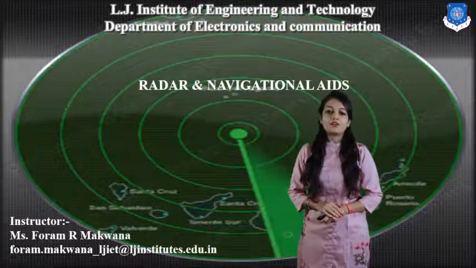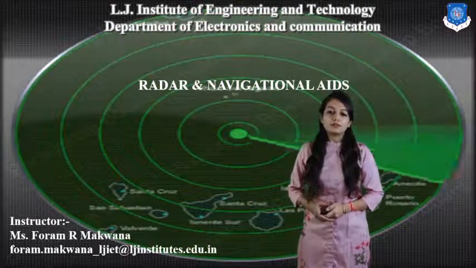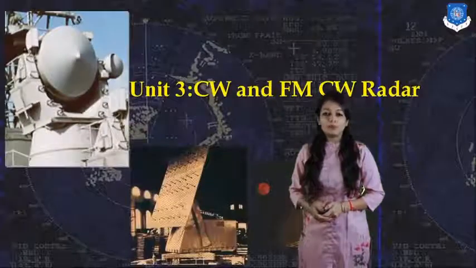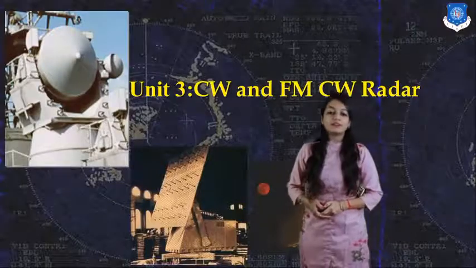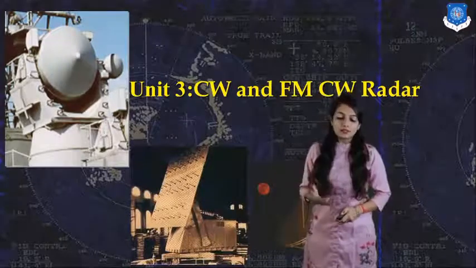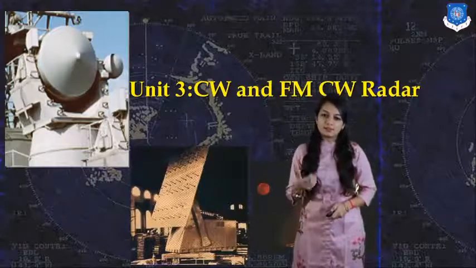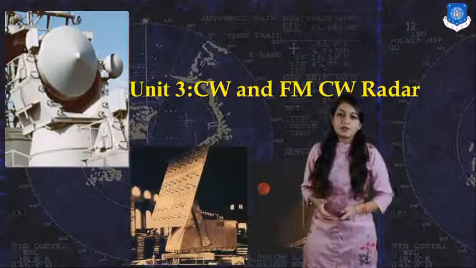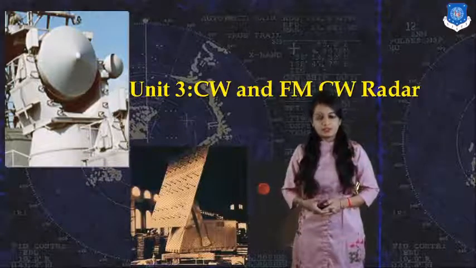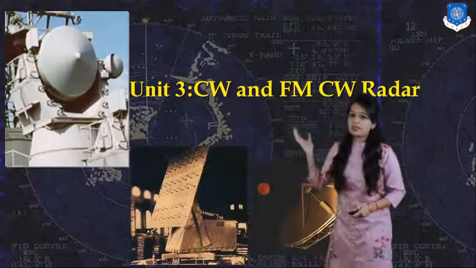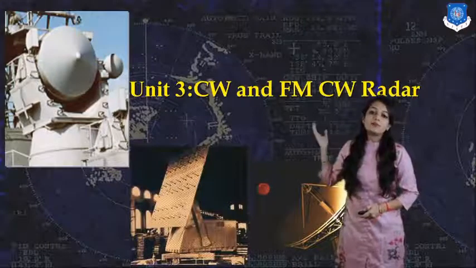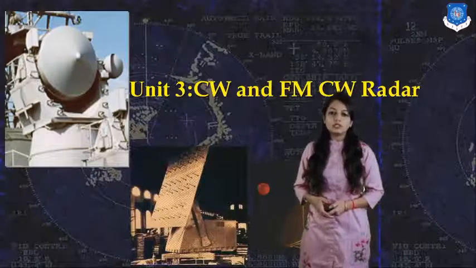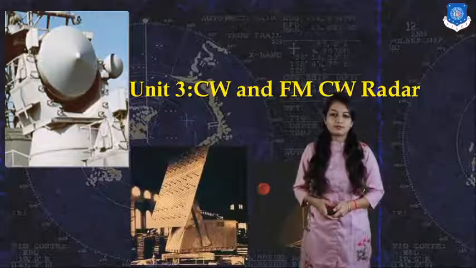In the last session, we finished unit number 2, in which we saw the radar range equation. Apart from that, what we mean by pulse radar and the different types of radar, and the different terms related to radar range, like transmitting power, radar cross section, and minimum detectable signal. Now we are going to start with unit number 3, that is continuous wave and frequency modulated continuous wave radar, as per the syllabus.